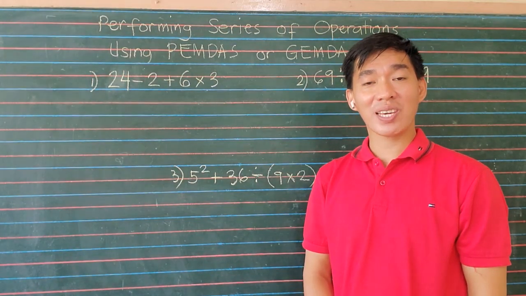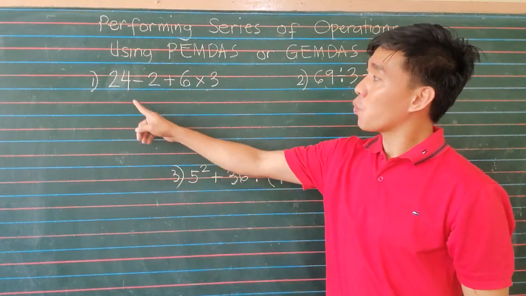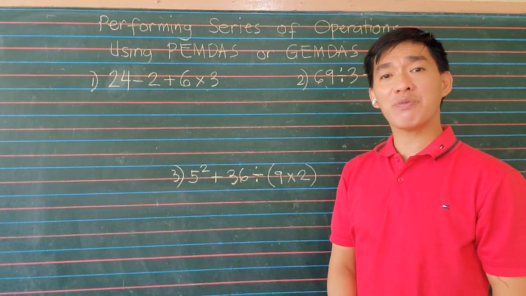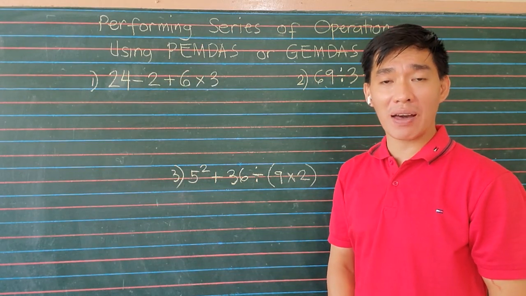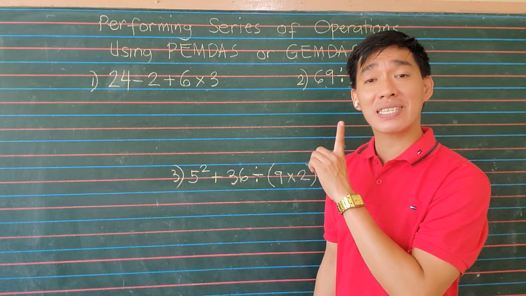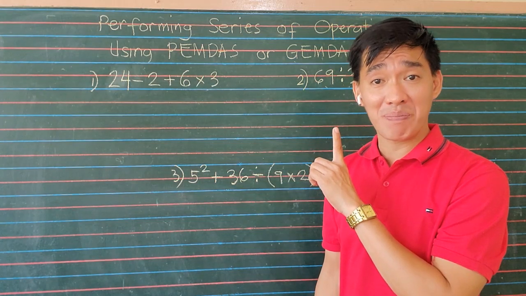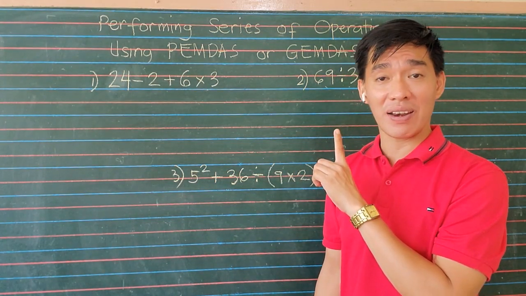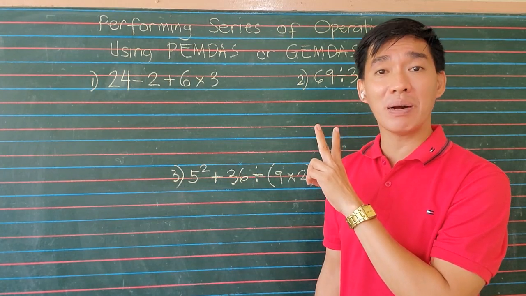Let us now check your activity. 24 minus 2 plus 6 times 3. Let us first check if we do have parentheses, our step number 1. Do we have parentheses or any grouping symbols in item number 1? There's none. So let's proceed to step number 2.